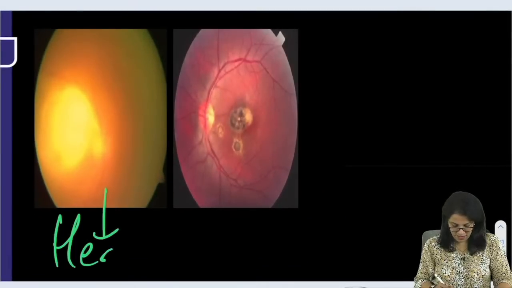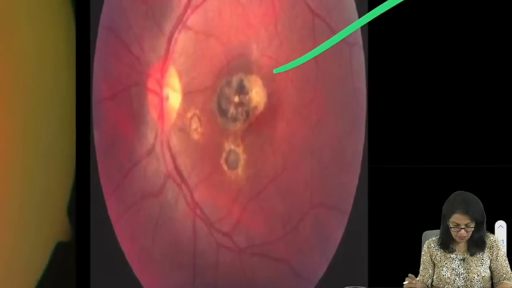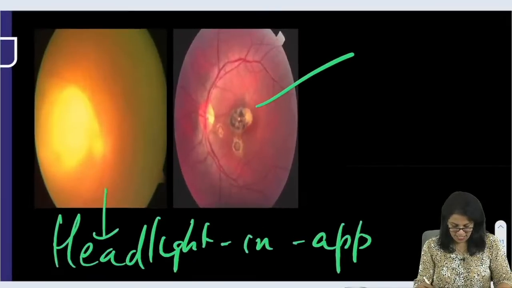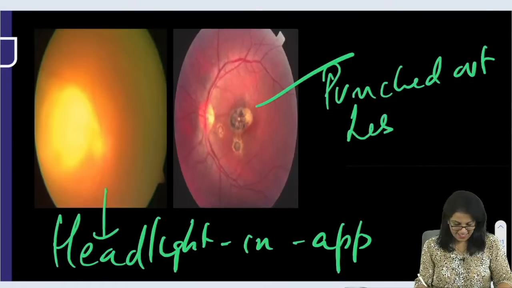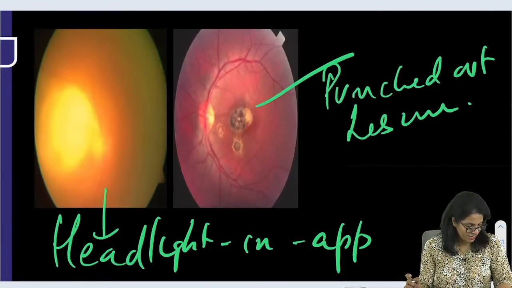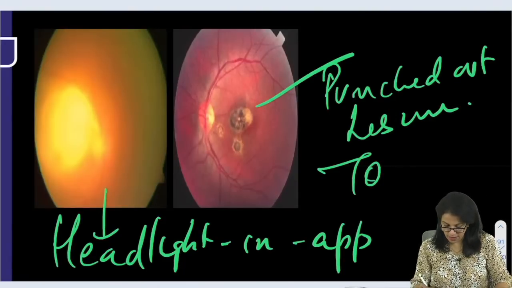Headlight in fog appearance. And these are the punched out lesions after the healing. What is the diagnosis, all of you? What is the diagnosis? Very good Avantika. This is your toxoplasmosis. We are talking about toxoplasmosis.